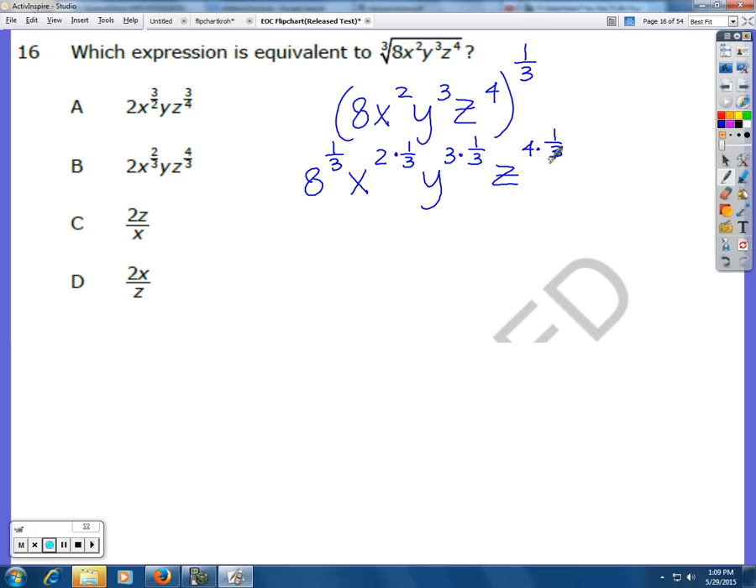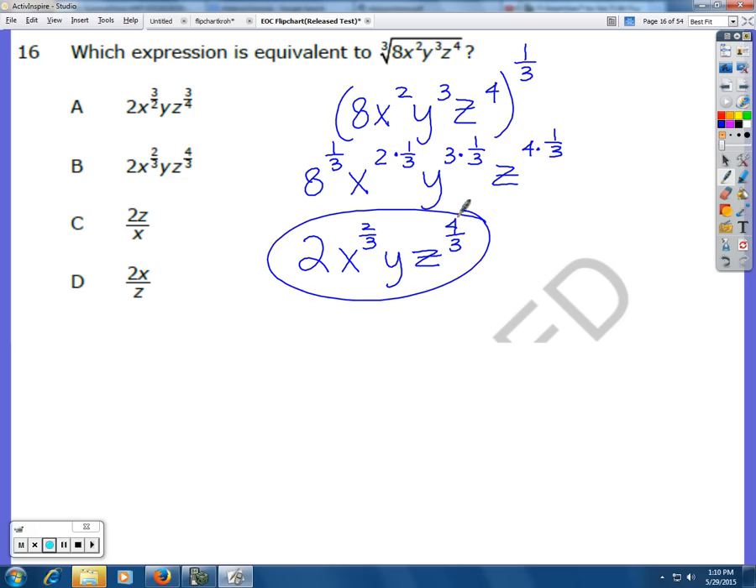Okay, now 8 raised to the 1/3, that's the cube root of 8, that is 2. Okay, now I'm going to be multiplying each of these. So 2 times 1/3 is 2/3. Okay, y, 3 times 1/3 is going to be 3 over 3, which is just 1. Okay, and I don't have to write the exponent if it's just a 1. And then z, 4 times 1/3 is going to be 4 over 3. Okay, and we're going to look to see which one has that answer, and it is B.